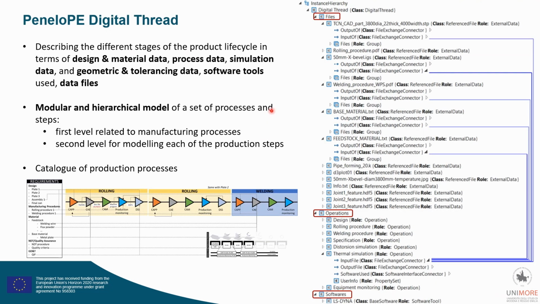And finally, an important part of the PeneloPe project was devoted to the creation of a digital thread able to describe the different stages of a product life cycle in terms of the process of definition, including design data, material data, but also all the data regarding the process itself, simulation, tolerancing, and software tools being used in the process. To support and store all this information, AutomationML was chosen as the primary choice, the most suited format to have a comprehensive description of all these characteristics.